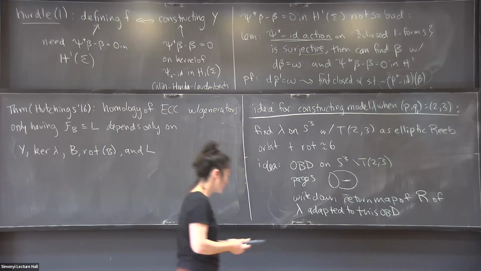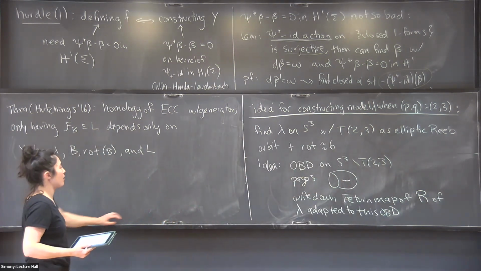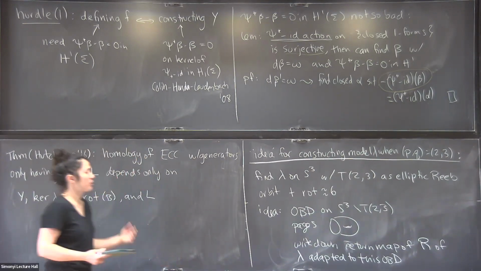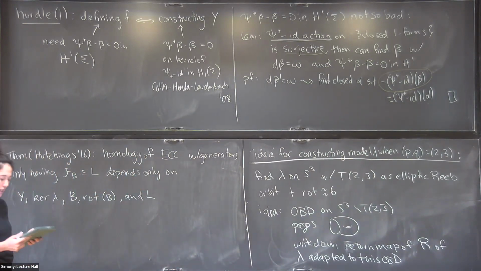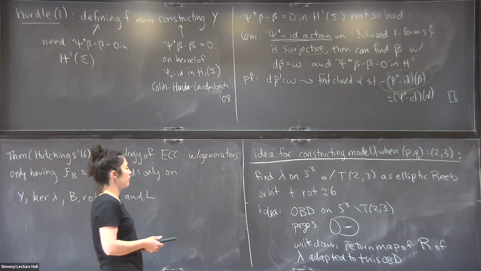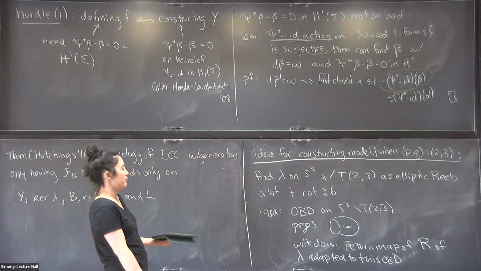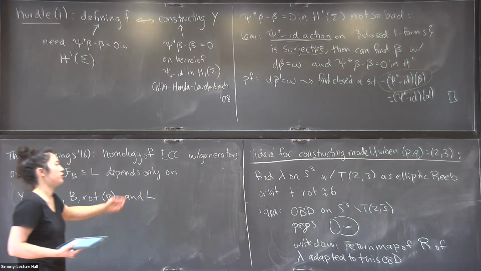This open book, and from that return map I can cook up my contact form, and I can also figure out how to perturb it to be non-degenerate. So that's the idea. And then how will I figure out what my ECH chain complex is?